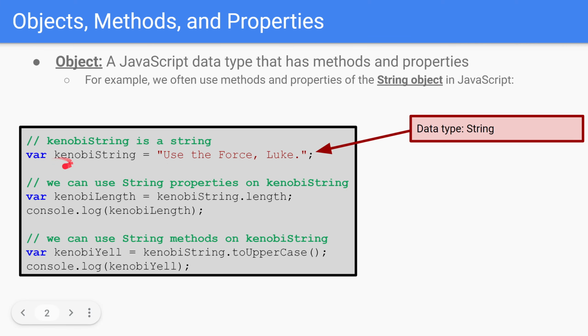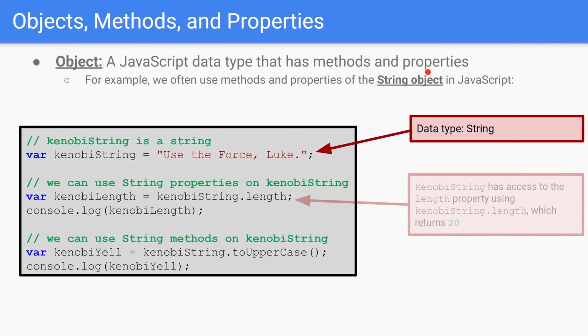So when we make a variable, we're going to call it Kenobi string. We're going to make it equal to, quote, use the force Luke. So by putting it in those quotation marks, we're telling the program the data type for this variable is a string. Well, because we know it's a string in JavaScript, we can now use certain methods. Remember, that's a fancy word for function. And those strings have certain properties or attributes in JavaScript that we can apply in our code.